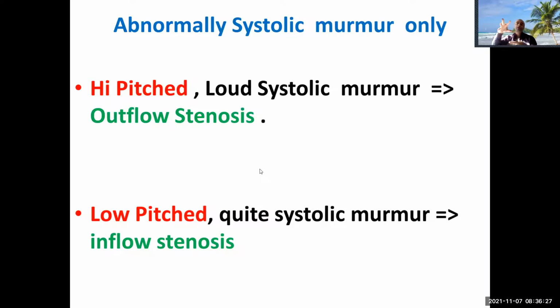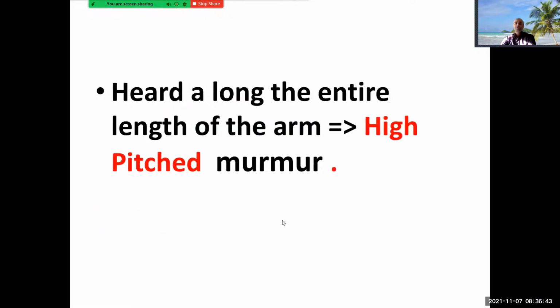But a high-pitched, systolic murmur, as I said, means outflow stenosis. The fistula tries to push blood through this stenotic area, like aortic stenosis or mitral stenosis. A low-pitched, quiet systolic murmur means inflow stenosis.